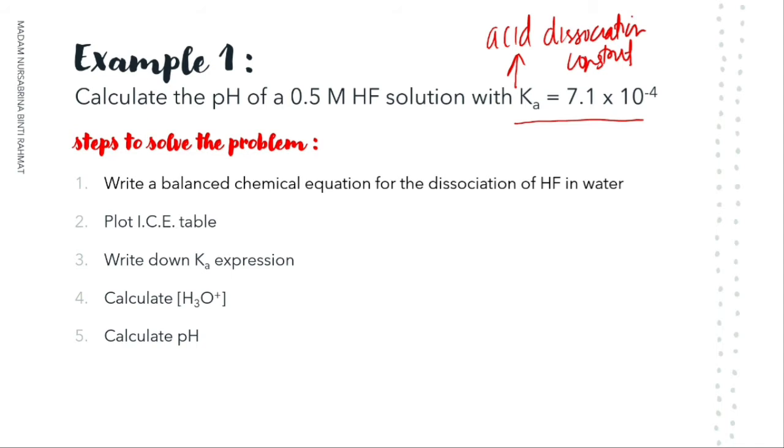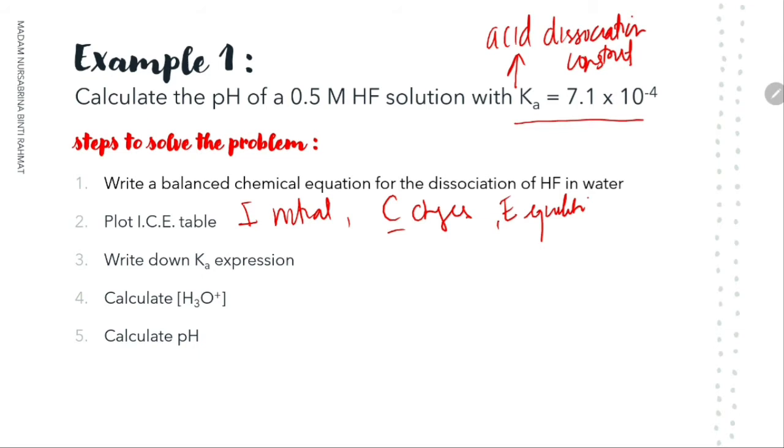So how to solve this? You need to follow these 5 steps. I made a simpler summary of the steps that you need to follow to solve the problem. First, you always need to write a balanced chemical equation for the dissociation of HF in water. Then plot an ICE table. So recap, ICE table is I for initial, C for changes, and E for equilibrium.